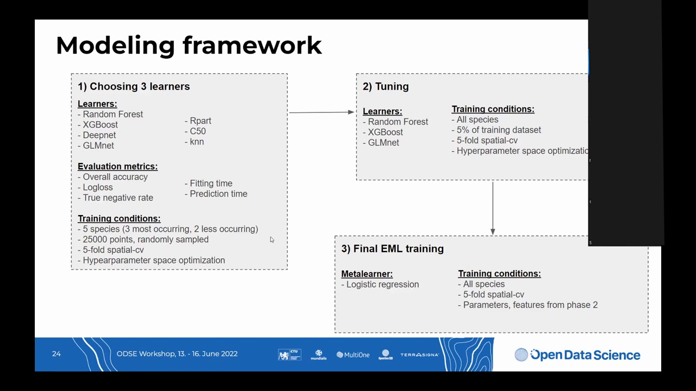Basically, the whole final model of the study is an ensemble model based on stack regularization, where the three learners that were selected from a pool of different learners, in this case seven, were used to train three different models. The outputs of these models were then used as training data for a final model, which is based on logistic regression, which constrains all the predictions to an interval that goes from 0 to 100. In that way, the output that we get is a probability map that goes from 0 to 100%, where 100% is the certainty of occurrence of the species.